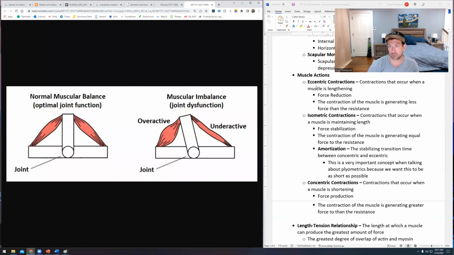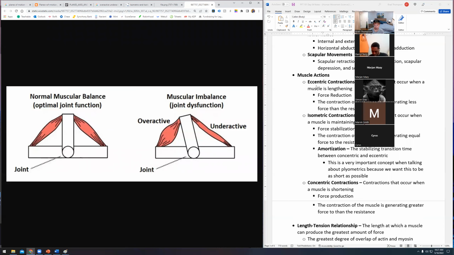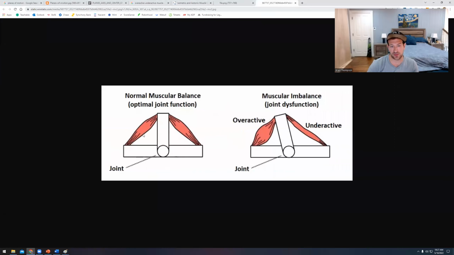So when we look at somebody who's goofed up their posture, let's say this is my biceps and my triceps, right? We're not seeing an even distribution of strength between the biceps and the triceps, right? This is good posture here, right? This bone is not being swung in either direction.